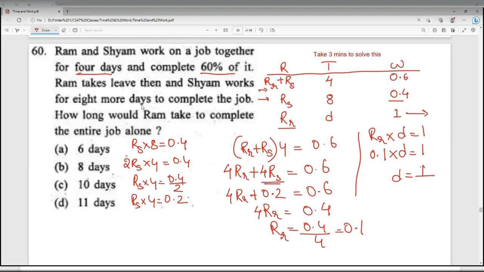0.1 is nothing but 1 divided by 10. So this 1 divided by 10 goes to the numerator. D is 10. So if Ram alone works, he would take 10 days to complete the work. So the correct answer is option C. I hope you have understood the working of the problem. If you have any doubts, you can please ask, or else we'll move to the next question.